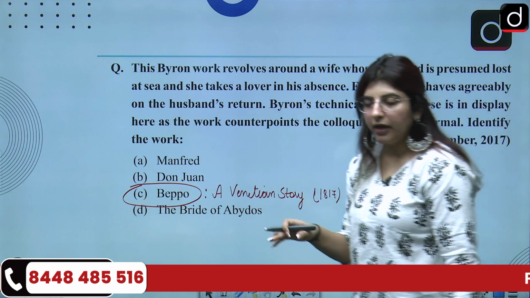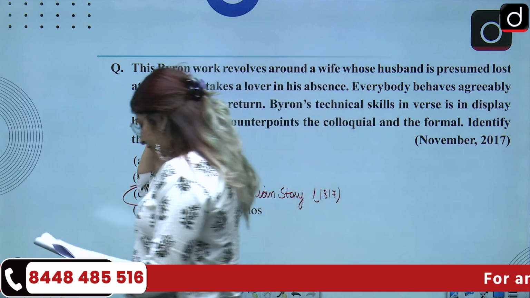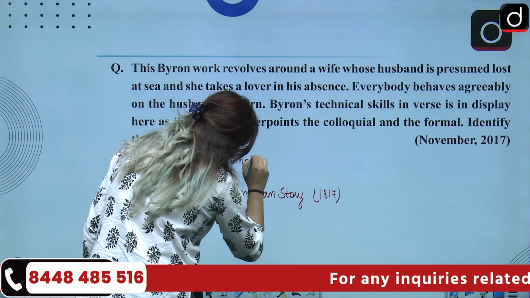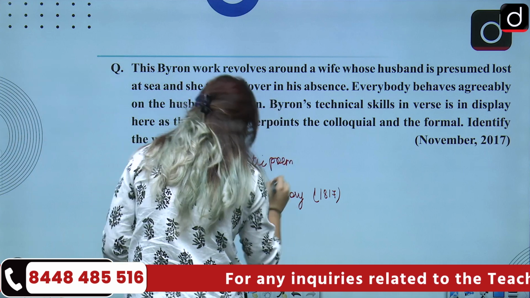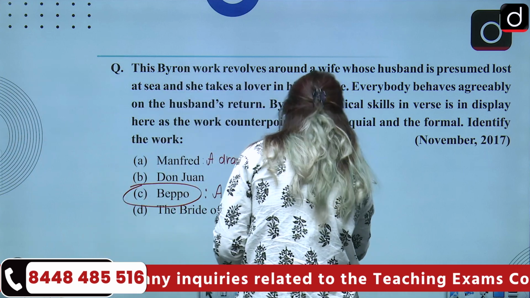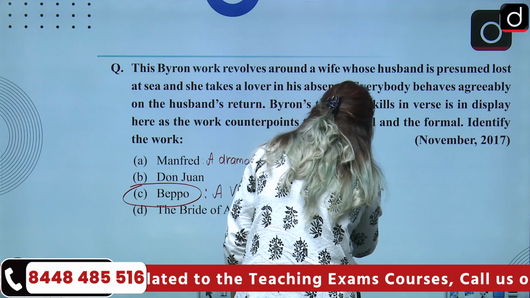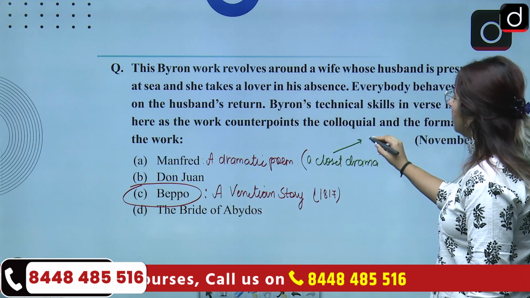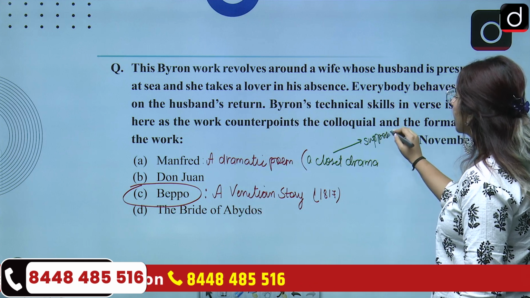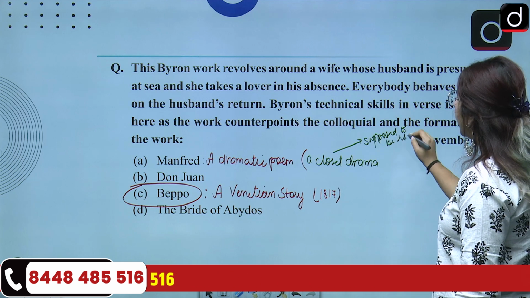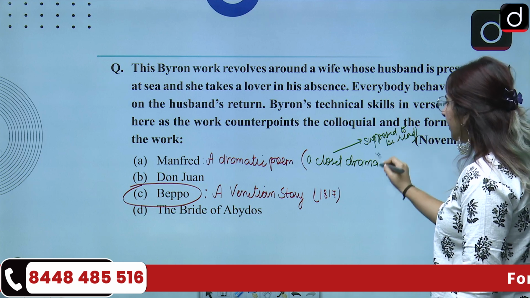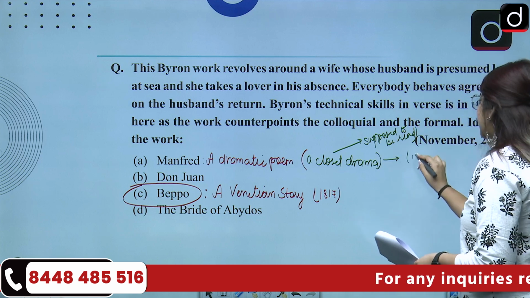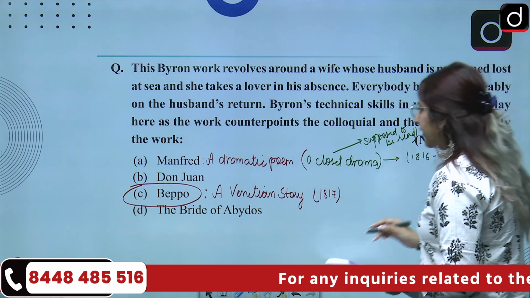Manfred was a drama written by Lord Byron, right? Manfred, it has a subtitle, A Dramatic Poem, theek hai? Although ye drama hai, dramatic poem, it's a closet drama. What do we mean by the word closet drama? A closet drama is a sort of drama which is supposed to be read rather than usko perform kiya jaye, theek hai? Wo padhne ke liye bana hota hai. Manfred was written in the year 1816-17.